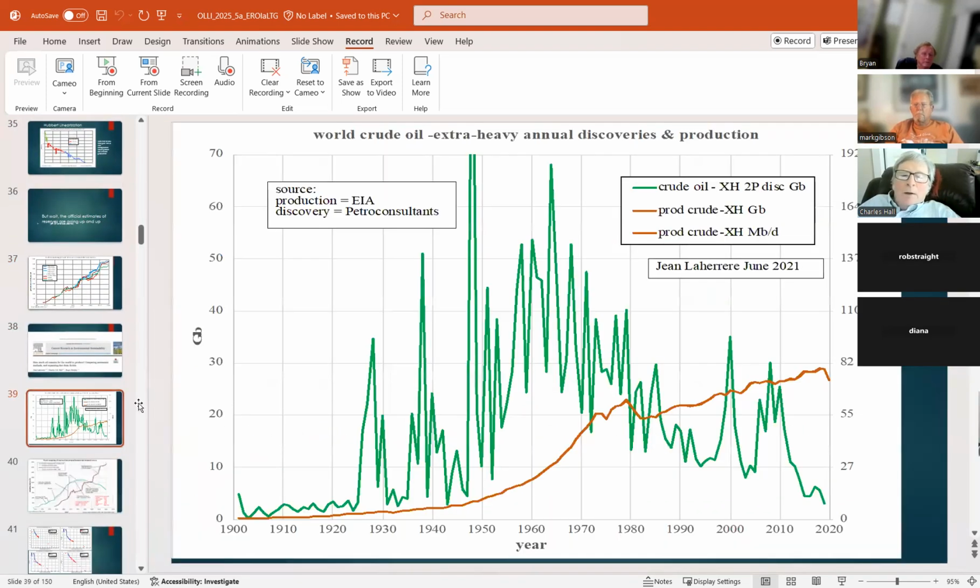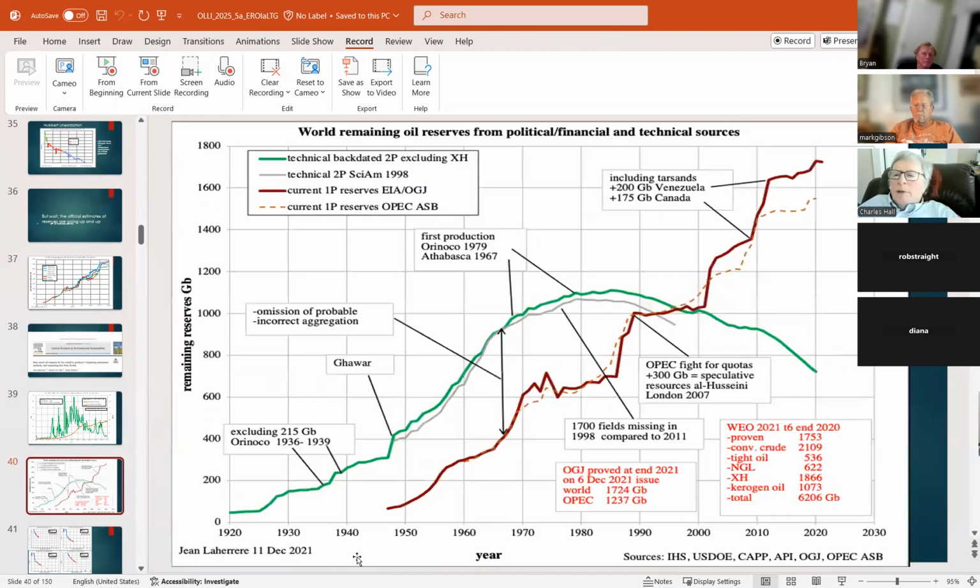Fundamentally, we find that we are still using far more oil than we find. It's got to run out eventually. The official estimate of oil is the red line, but the actual amount of reserves is the green line. That's our graph. And the whole world is being misled that we're still increasing our reserves when in fact we're decreasing it.